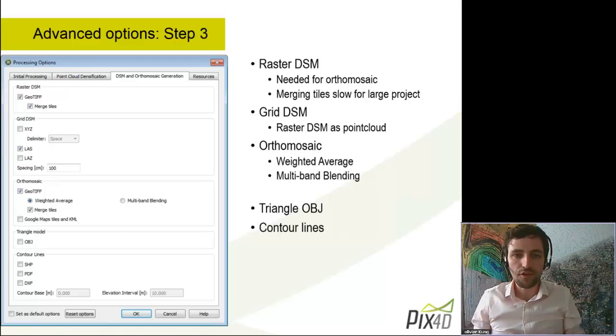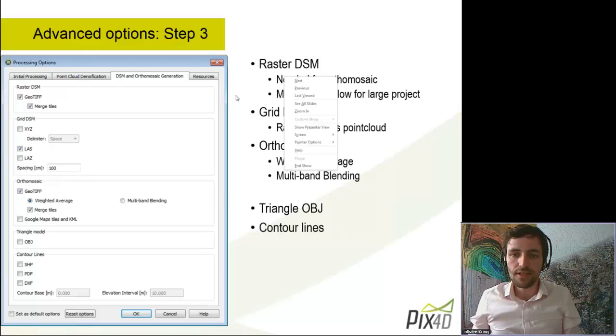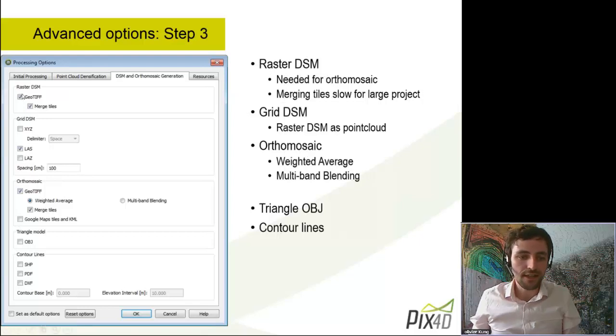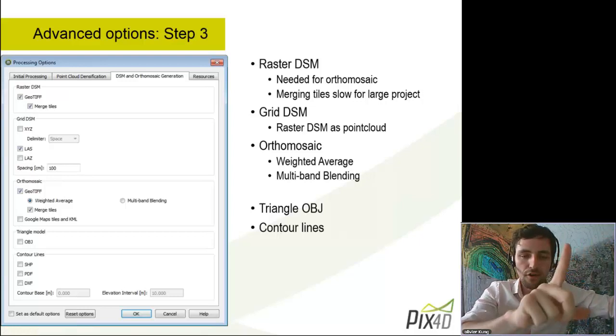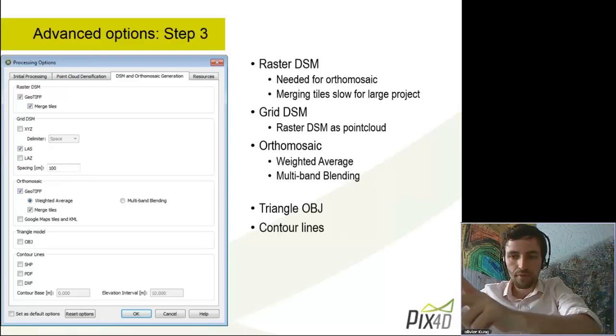Okay, now let's move into step 3 of the processing. There you have the DSM and automosaic generation, and it's mostly about the outputs which are generated. The automosaic requires the DSM raster to be generated, so you cannot unselect it and still try to produce the automosaic. However, the DSM is going to be generated in the software by tiles of 5,000 by 5,000 pixels.